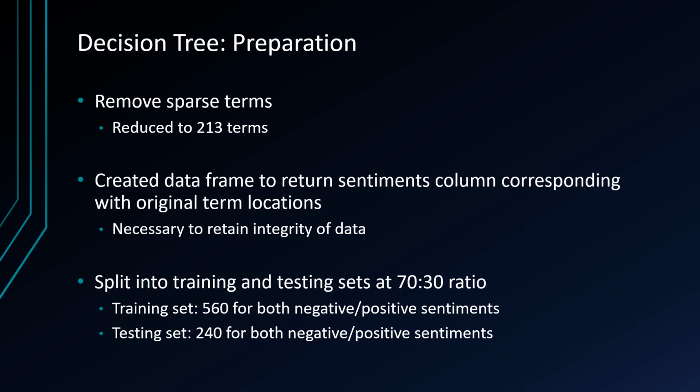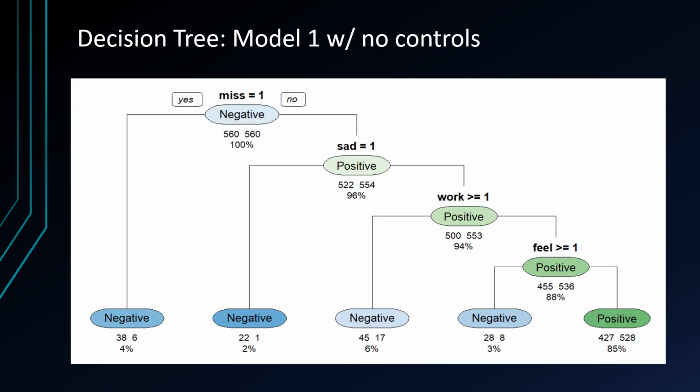The data was then split into training and testing sets at a 70-30 ratio, respectively. This process retained the stratification of sentiment values, balanced with 560 for each of negative and positive in the training data, and 240 for each in the testing data. The first decision tree was built using the training set without any control parameters. This allowed the algorithm to determine how large the tree should be. You can see a plotted version of the tree in the slide. It is small, with only 4 splits.